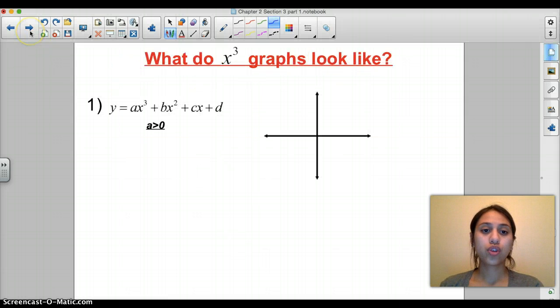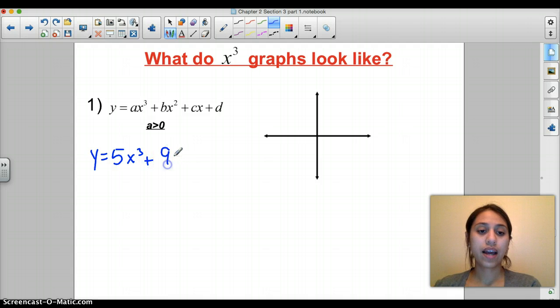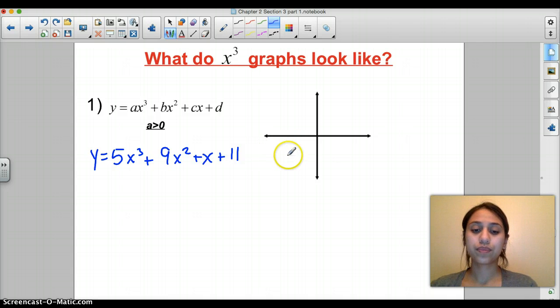Okay, so what do x cubed graphs look like? If we have a function similar to this one, ax cubed plus bx squared plus cx plus d, when a is greater than 0, let's say we have something like y equals 5x cubed plus 9x squared plus x plus 11. So anything similar to this, as long as the a value is greater than 0, it will look like this.